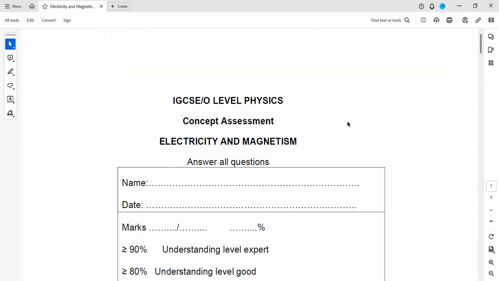So this was the electricity and magnetism pop quiz 2. Any other question or doubt from this?